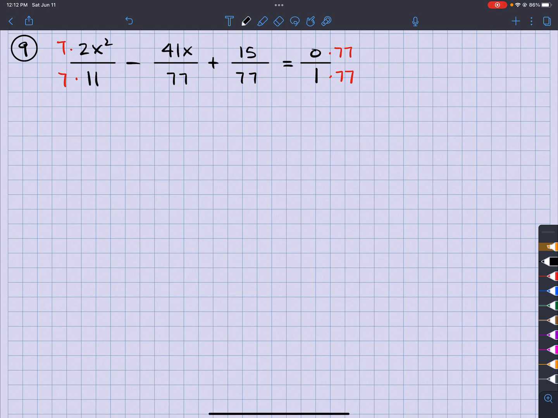All right, so let's look at the denominators. That is a 77. That is a 77. It's a 77, and that is also a 77. So since the denominator is all the same, well, that means the top must come to be the same as well. So I'm going to have a 14x squared minus 41x plus 15 is equal to 0.